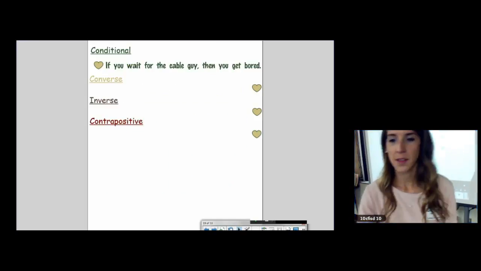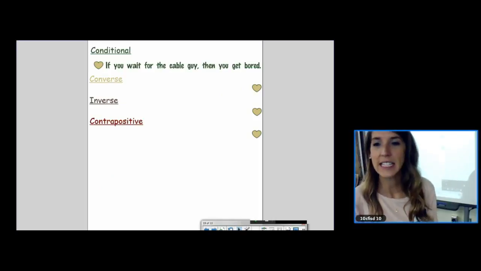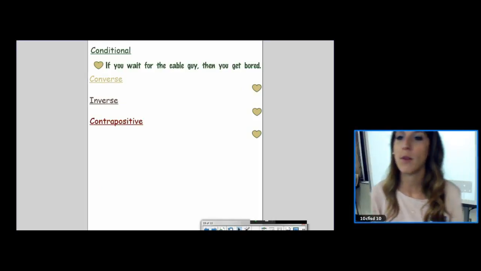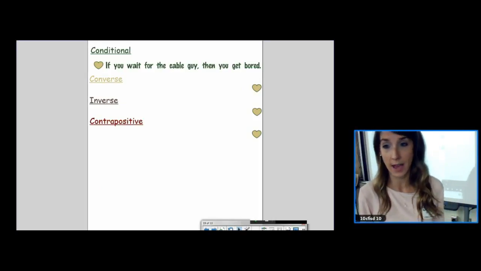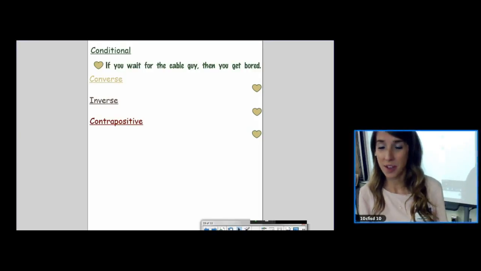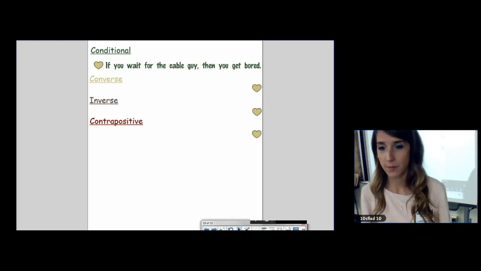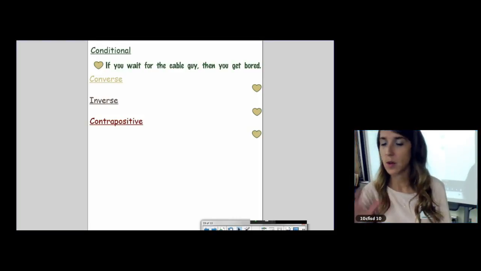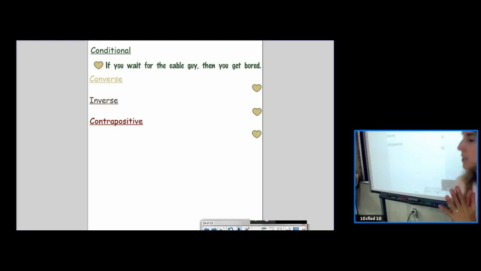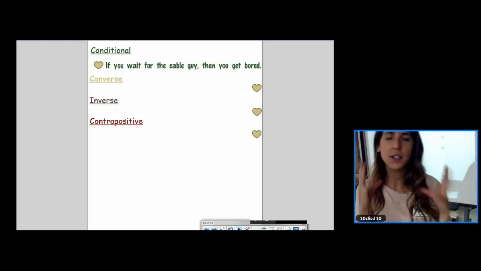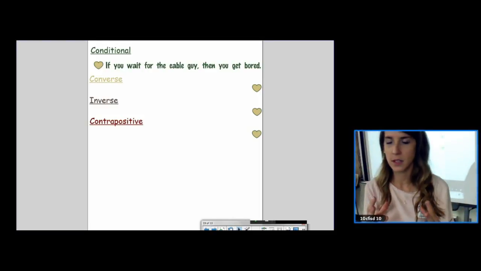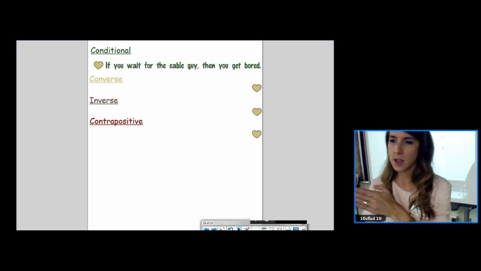Okay? Let's practice. Write down this sentence in your notes because I want you to have an example of one sentence written 4 ways. We're going to take the commercial that we watched. If you wait for the cable guy, then you get bored. So write that down somewhere in your notes. Okay, so look at your notes. Converse, reverse. If you wait for the cable guy, then you get bored.